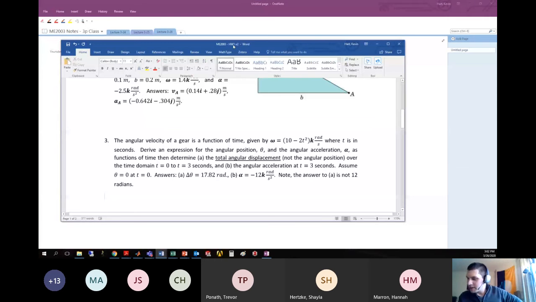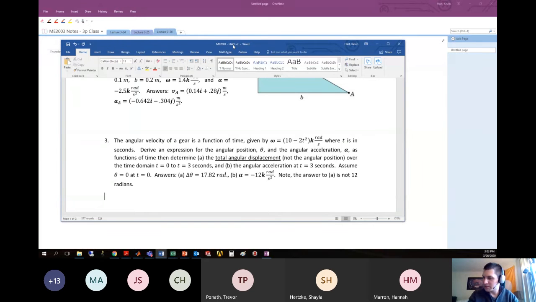The angular velocity of a gear is a function of time given by omega = 10 - 2t squared radians per second, where t is in seconds. We're asking you to derive an expression for the angular position and the angular acceleration as functions of time, then determine the total angular displacement, not the angular position, over the time domain 0 to 3 seconds. I think it's this total angular displacement that's tripping some people up.